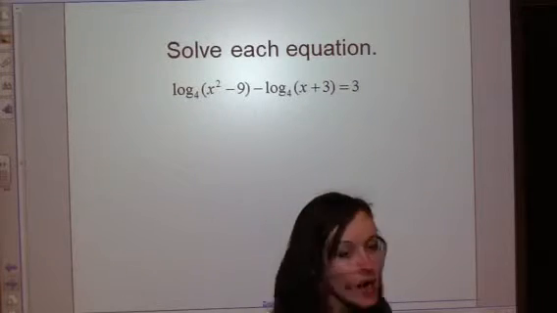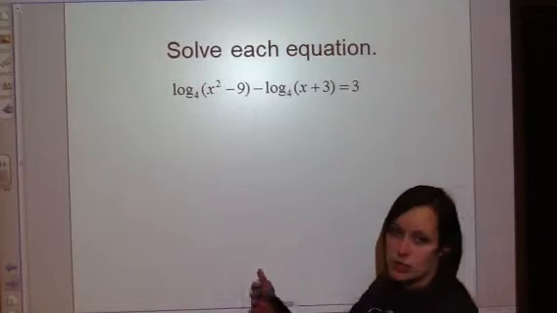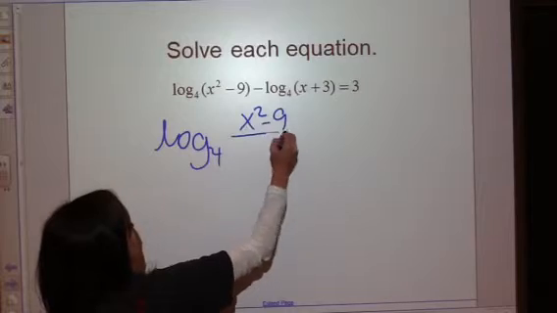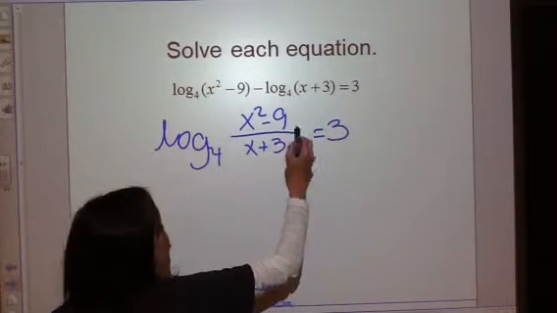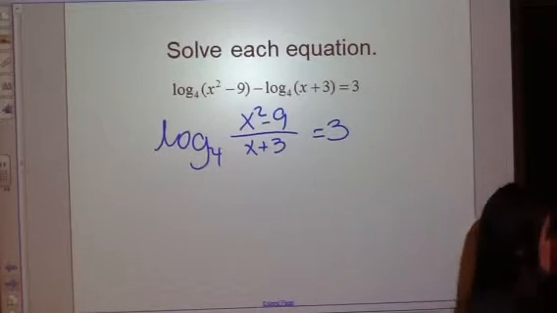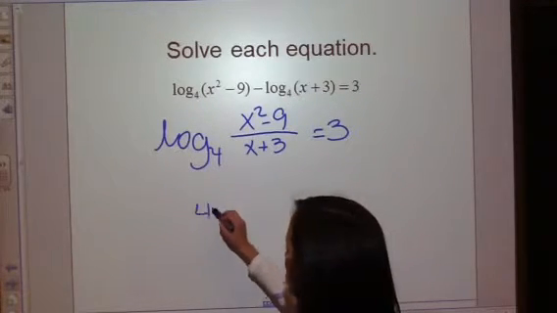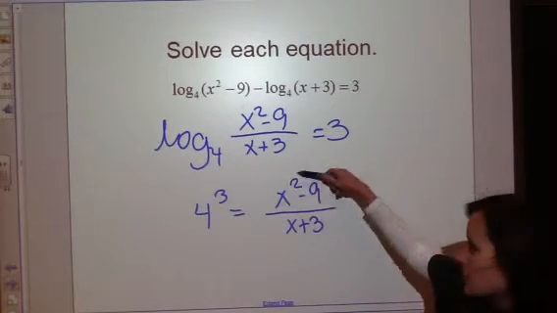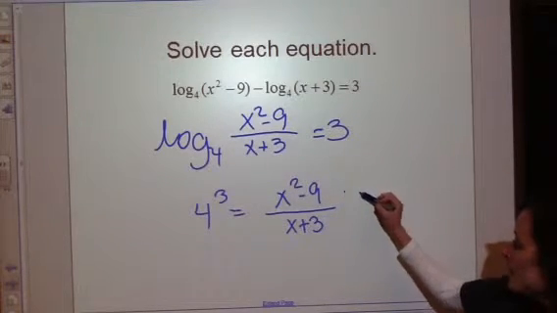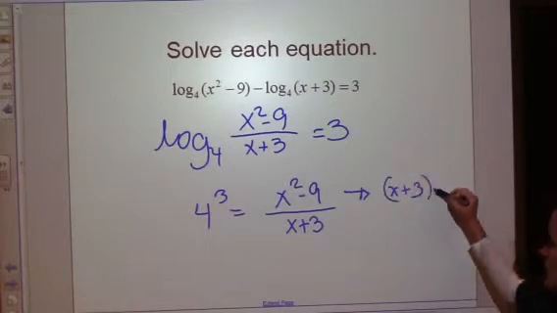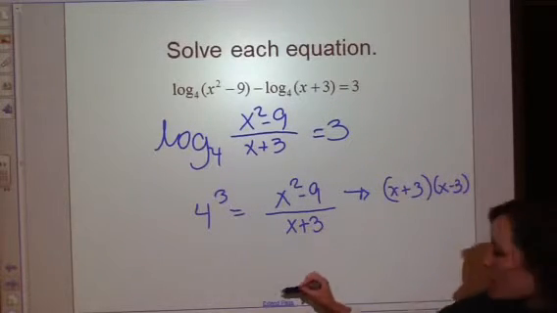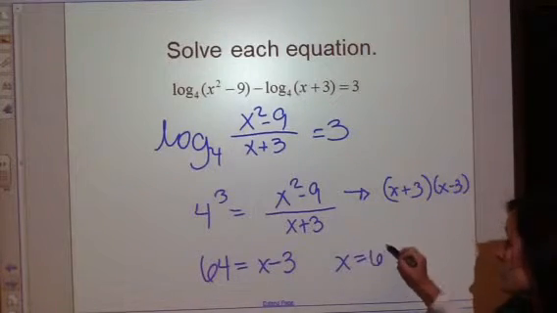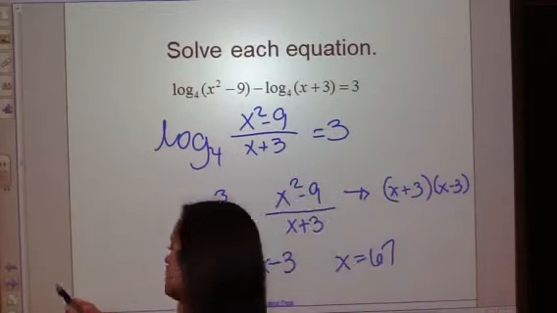So this one only has a log on one side. 2 logs on one side. So we're going to rewrite it so it only has 1 log there. Division. When you had 1 log on a side, you had to rewrite it in exponential form. So I get 4 cubed equals x squared minus 9 over x plus 3. Anybody see a red flag here? You should see that this factors to this. So we could essentially cancel out our x plus 3's. So we have 64 equals x minus 3. Solve, and you get x equals 67. Plug it in, make sure they're positive, and you're good.